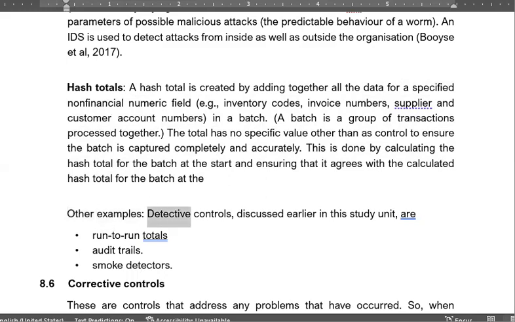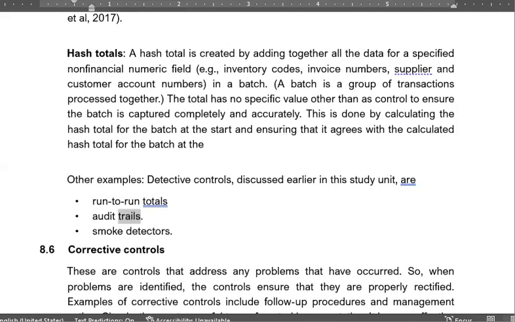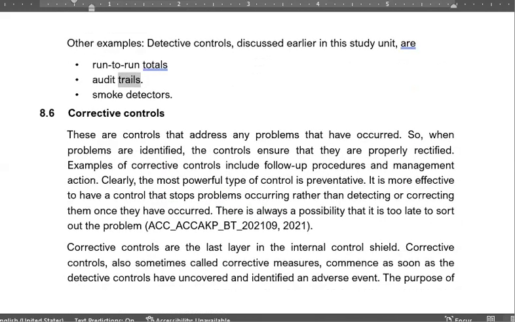Other examples of detective controls, discussed earlier in this study unit, are run-to-run totals, audit trails, smoke detectors.